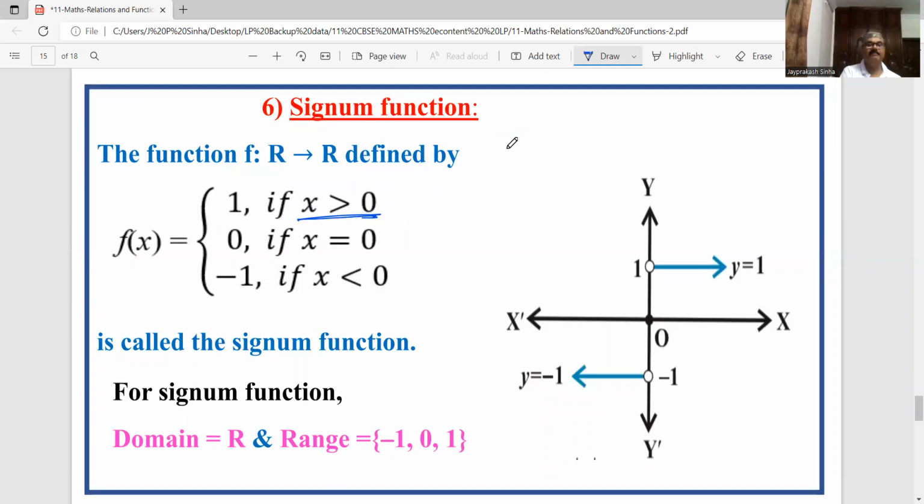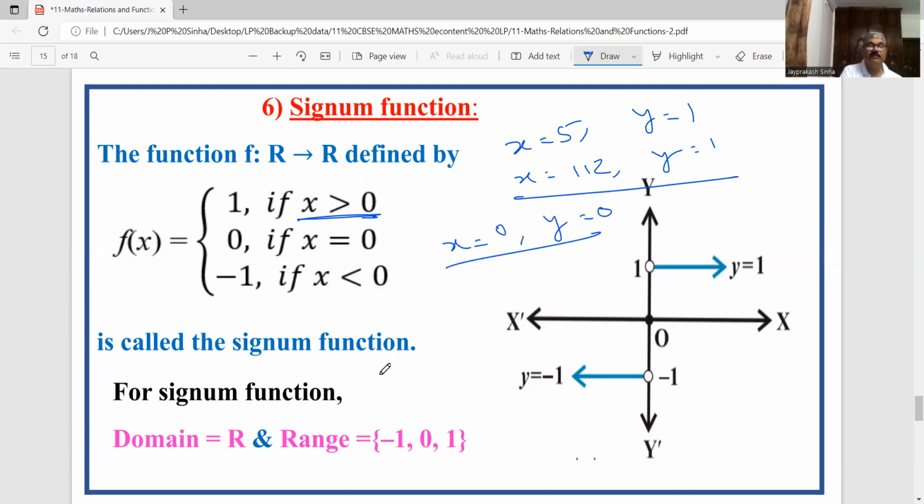It means if you are taking x is equal to 5, then what will you write? In that case, y is equal to 1. When x is equal to 112, what is y? y is equal to 1. Correct? And when x is equal to 0, in that case, y is also 0. And when x is equal to minus 5, then y is equal to minus 1. When x is equal to minus 95, then also y is equal to minus 1.